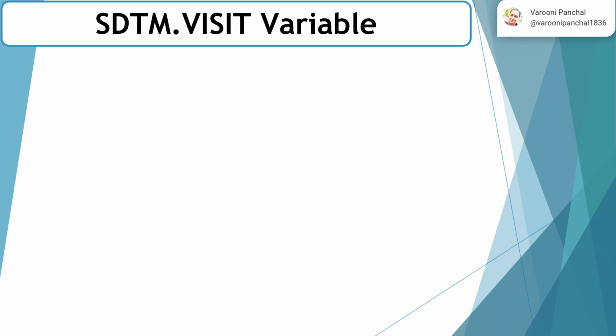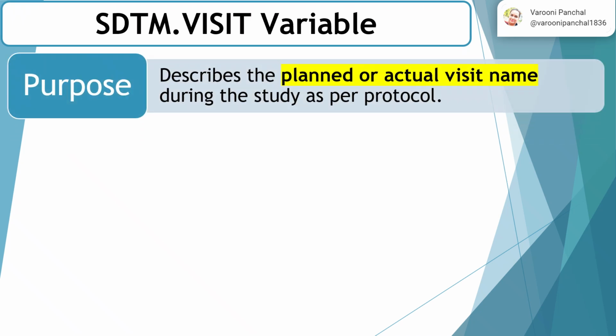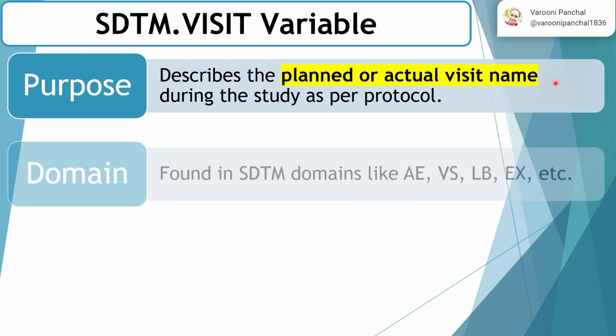Okay, SDTM.VISIT variable. The purpose of this variable is to describe the planned or the actual visit name during the study as per the protocol. So say in the protocol we have certain assessments, right? In those assessments, whatever is the planned date or planned visit, that planned and the actual visit is the purpose for the SDTM.VISIT variable.